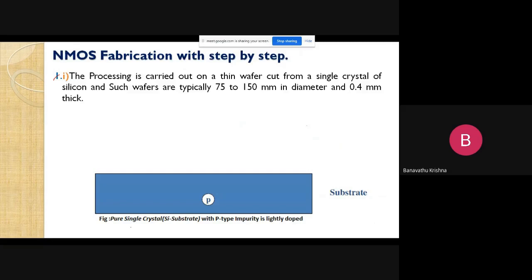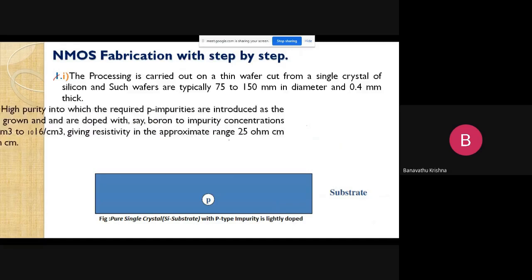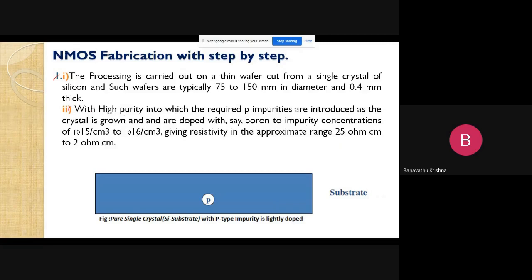This is a p-type substrate, a single crystal of silicon substrate lightly doped with p-type impurities. So here the second point is, with high purity, the required p impurities are introduced as the crystal is grown and are doped with, say, boron impurities at a concentration of 10 power 15 per centimeter cube to 10 power 16 per centimeter cube, giving resistivity in the approximate range of 25 ohm centimeters to 2 ohm centimeters. So here the p-type is cut from a single crystal of silicon. We need to improve the high purity. We need to add some p impurities such as boron. Okay, this is the silicon substrate of p-type.